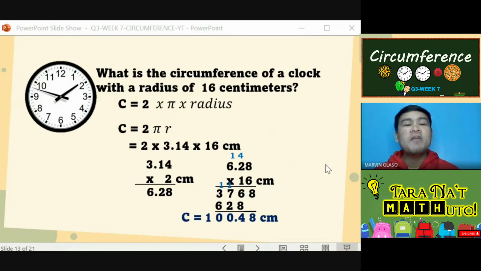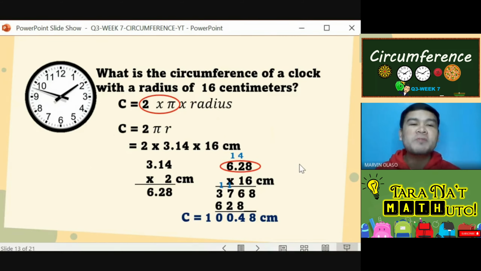Understood? Again, if you want to compute quickly the circumference of any circular object with the radius as given, just multiply. Just remember this because it is common. 2 times pi, the value is 6.28. Then multiply the radius if you want it fast. But if you want the step-by-step, just follow C equals 2 pi r. Okay? So those are different ways on how to compute the circumference of any circular object. Remember those formulas and techniques I gave you.